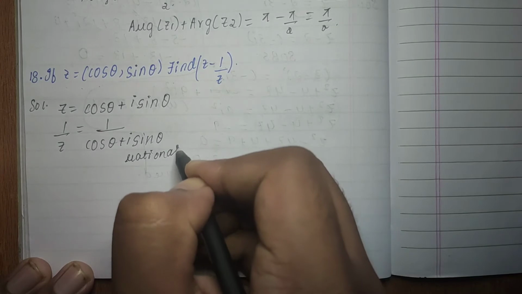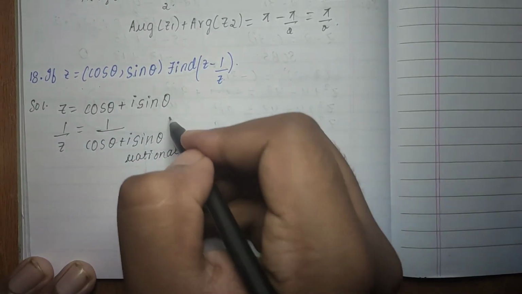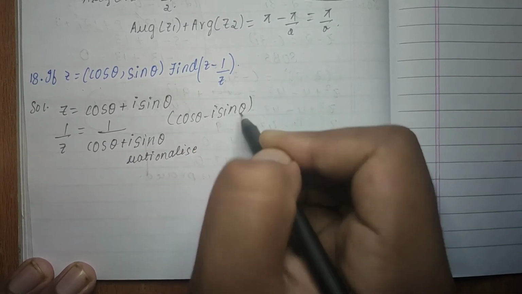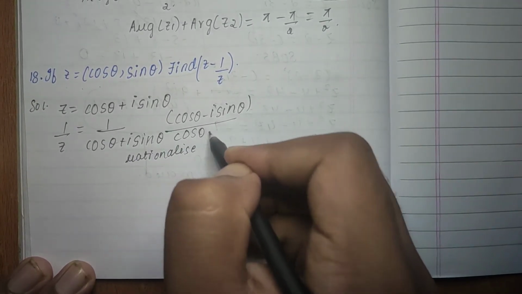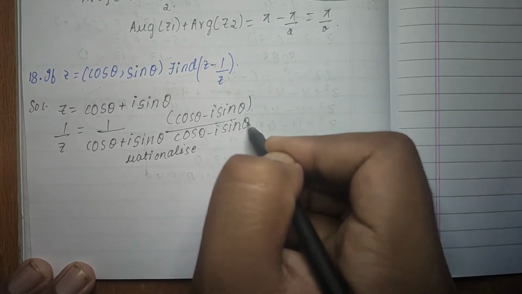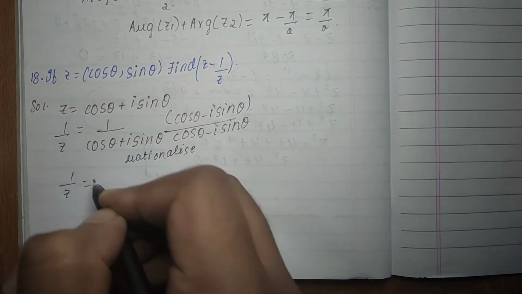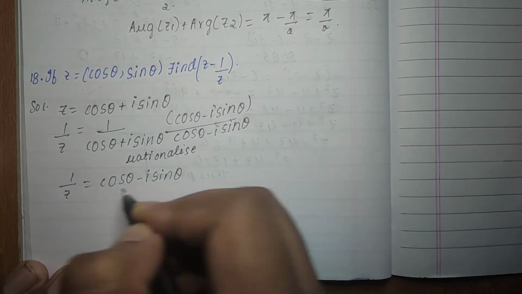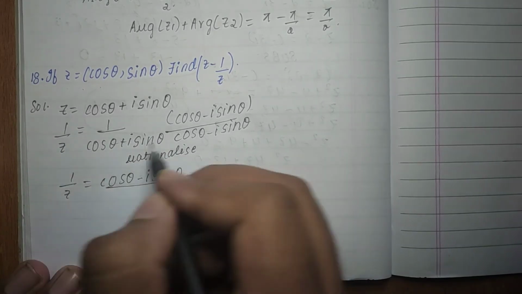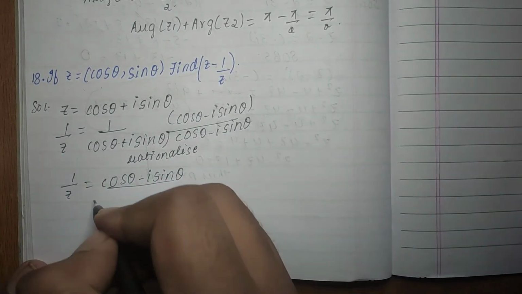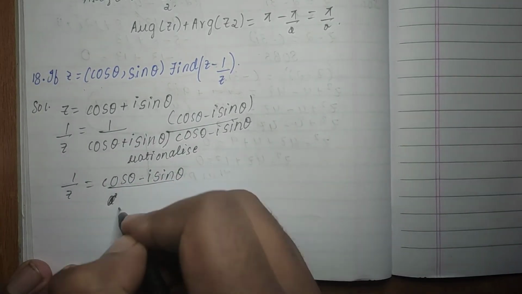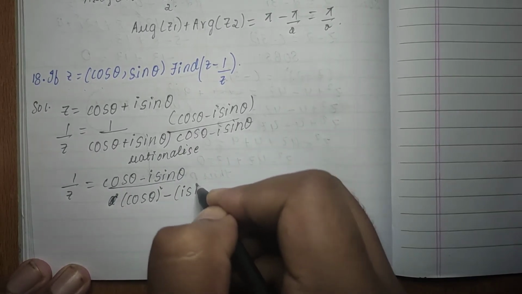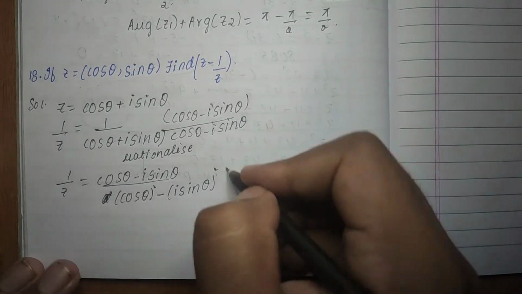Rationalize. That is, multiply by cos theta minus i sin theta by cos theta minus i sin theta. So 1 by z is equal to cos theta minus i sin theta by, this is in the formula of a plus b into a minus b, that is a square minus b square, that is cos theta whole square minus i sin theta whole square.